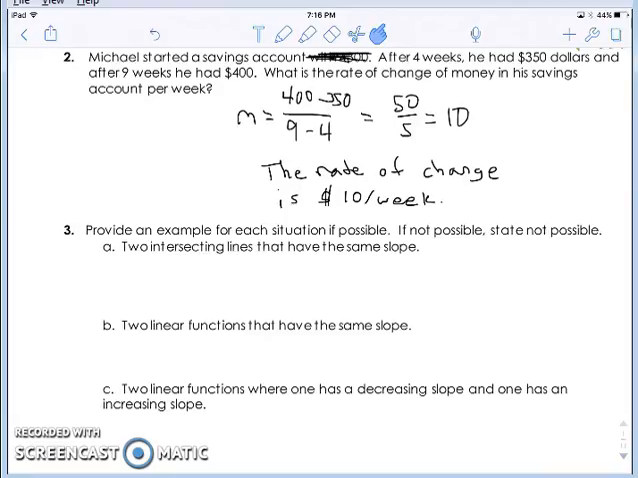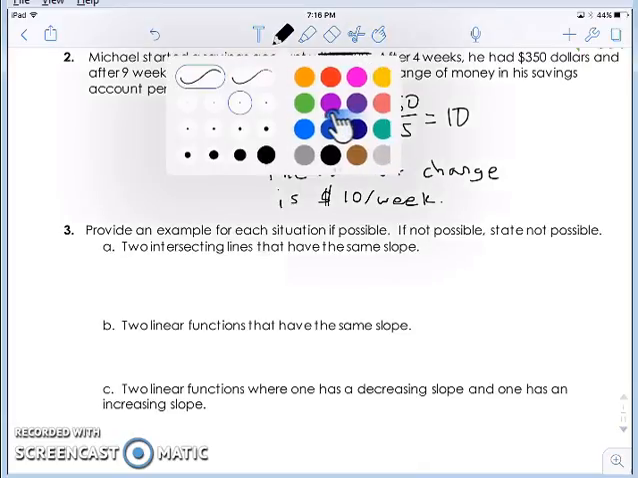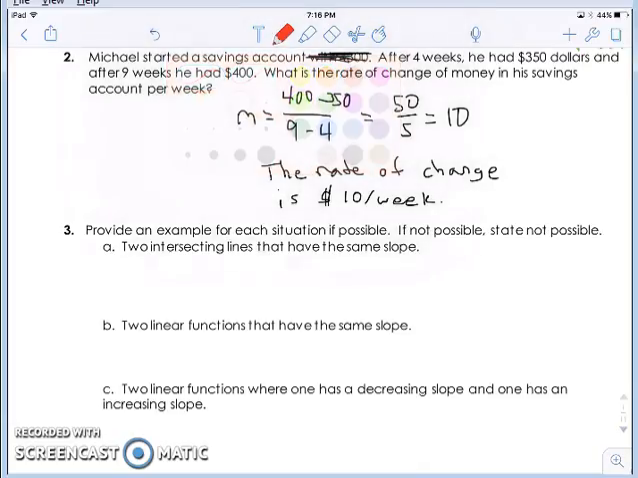Provide an example of 2 intersecting lines that have the same slope. This is not possible. Lines with the same slope are either parallel or coinciding, meaning they're the same line. And coincidental lines are not considered intersecting. Parallel lines do not intersect.